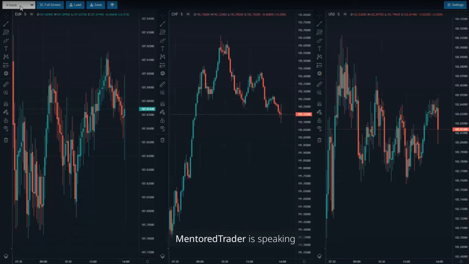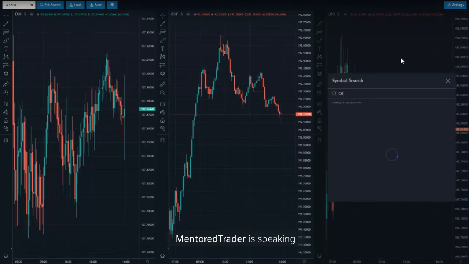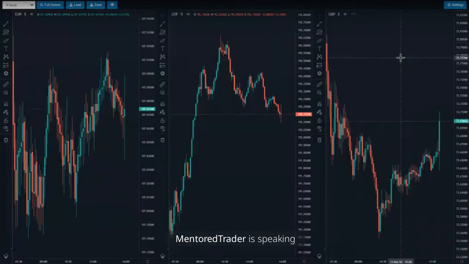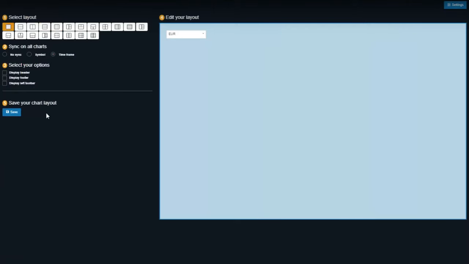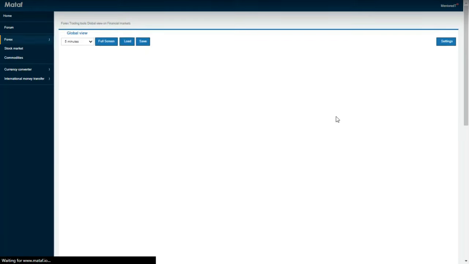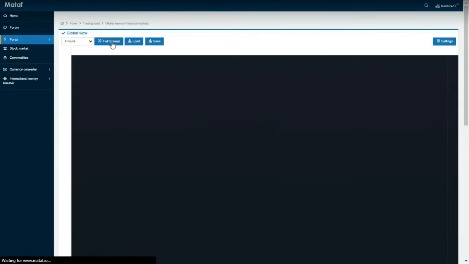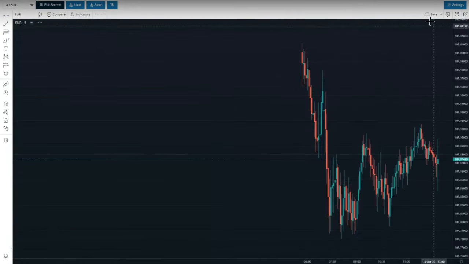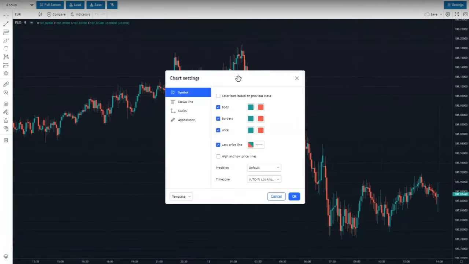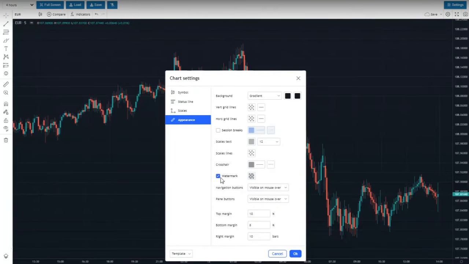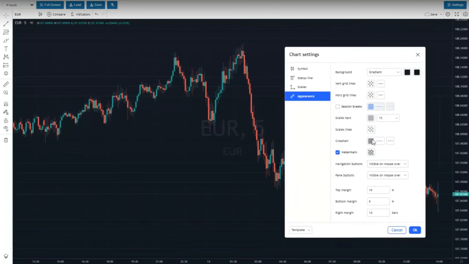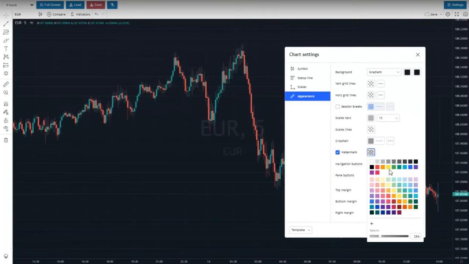So on the right hand side, we have the euro. In the middle we have the CHF. Then here we have the GBP. Okay, so it's euro, CHF. Let me have the watermark. Okay, watermark.